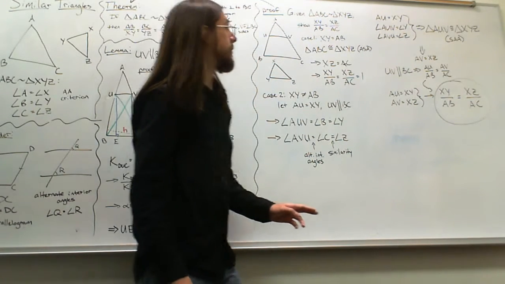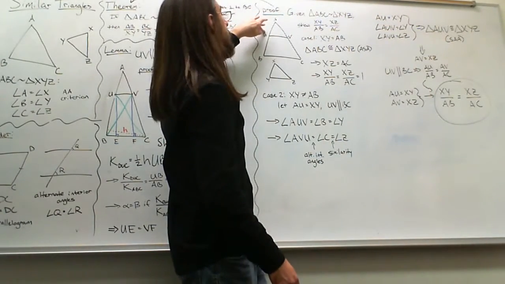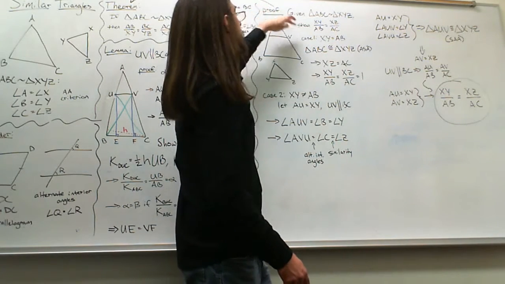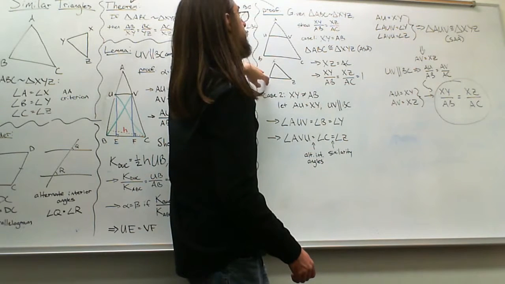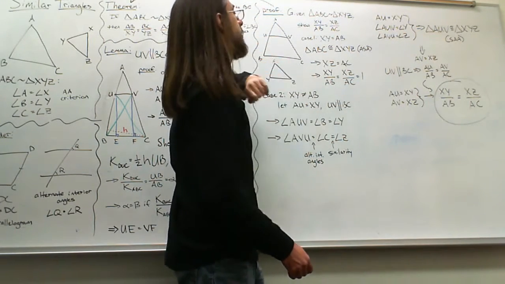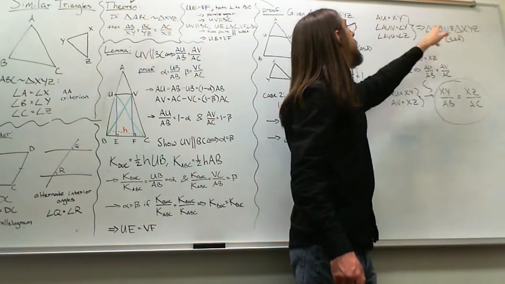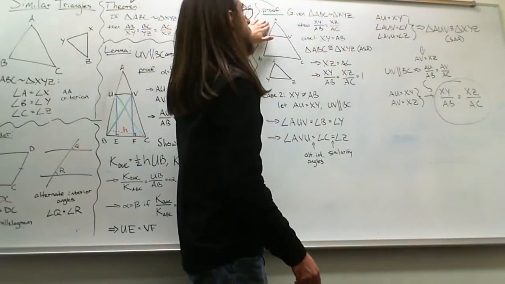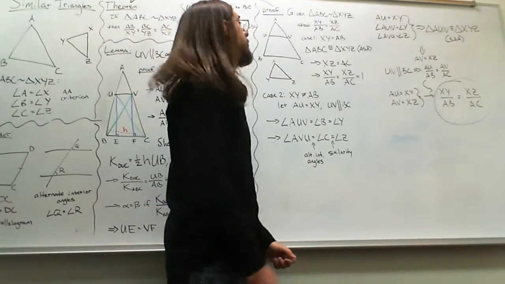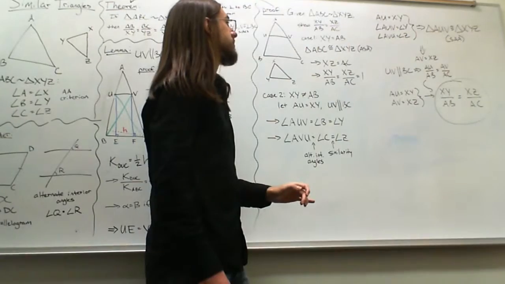Okay, so now we have these facts here. We have AU is equal to XY. We have angle AUV is equal to angle Y. We have angle AVU is equal to angle Z. So using our side angle angle criterion, we have that triangle AUV is congruent to triangle XYZ. So using that fact, we have that AV is equal to XZ.